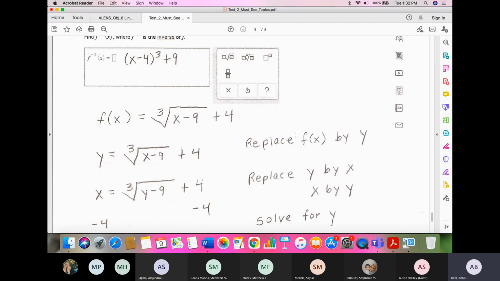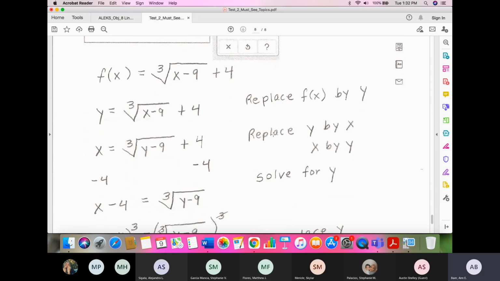So here are the steps, and you might want to jot these steps down. I just copied over the problem. The first step is to replace f of x by y. So we're going to take out this f of x notation. We're going to replace it by y. And then just copy this down.